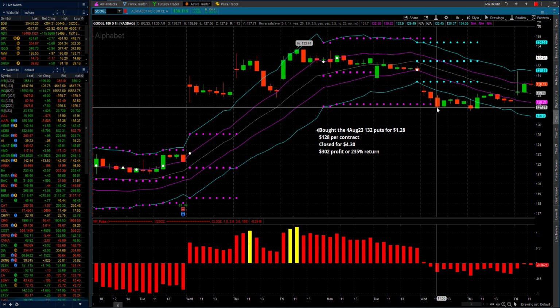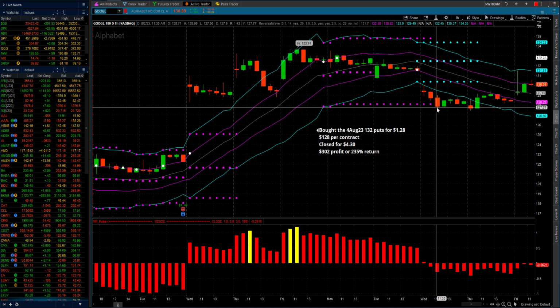And it ended up being a $302 profit, 235% return in and out overnight, fully risk-defined trade, right? Whatever we pay to buy that long put, in this case, $1.28, the $128 that I spent to buy the long put, that's the most I can lose in the trade if I was dead wrong. Really nice position to be in.